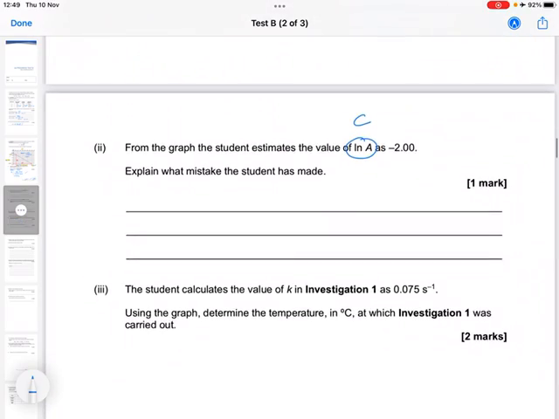Okay, so the intercept should be at x equals 0, not, as we've got here, x equals 3.